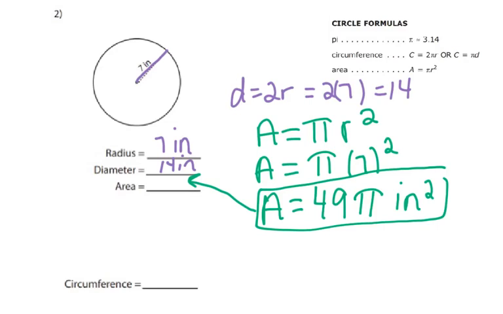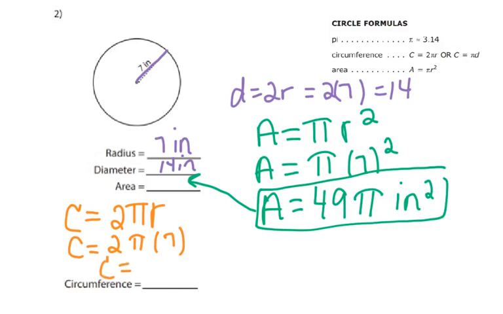Now for the circumference, we can do our formula, which is 2 pi r. So it's 2 times pi times the radius, which is 7. So to leave this in terms of pi, we're going to multiply just the 2 and the 7, which is 14, and then leave the pi as part of our answer. So that is our answer. Circumference is 14 pi inches.